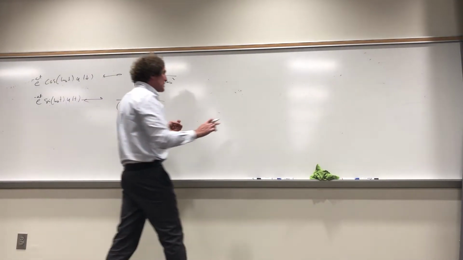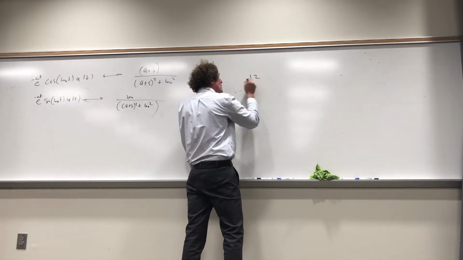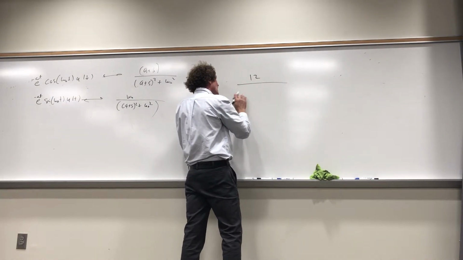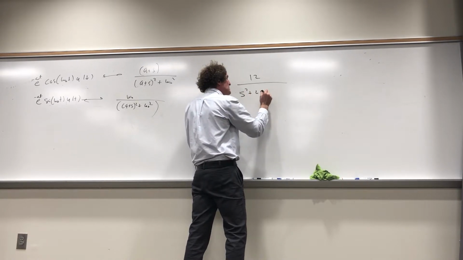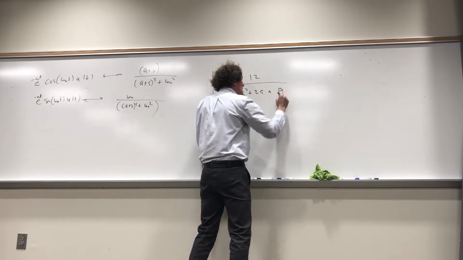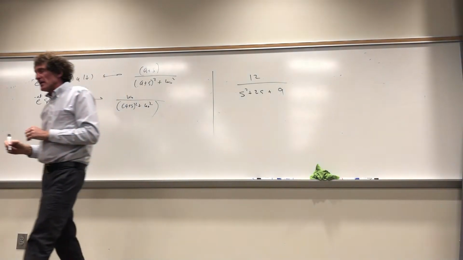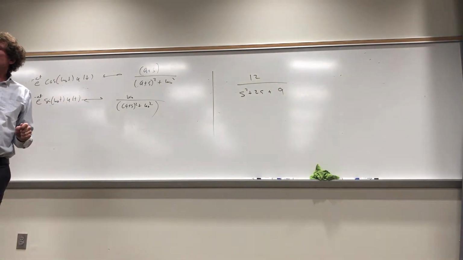I think I told you, but let me just do this real quick. Suppose I had 12 over s squared plus 2s plus 9, and I wanted to find the inverse transform of that. Now we can do something where we actually find out where the poles of this are. If you take a look at this, I don't think that factors exactly. If it doesn't factor exactly, then what you end up getting is a complex pole.